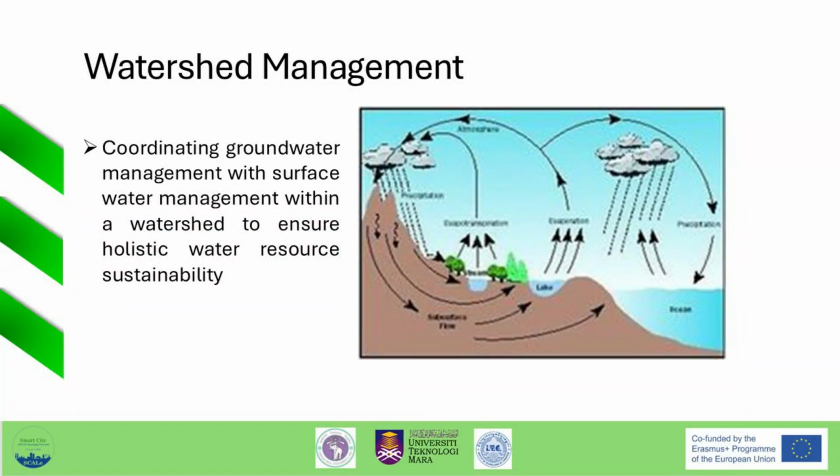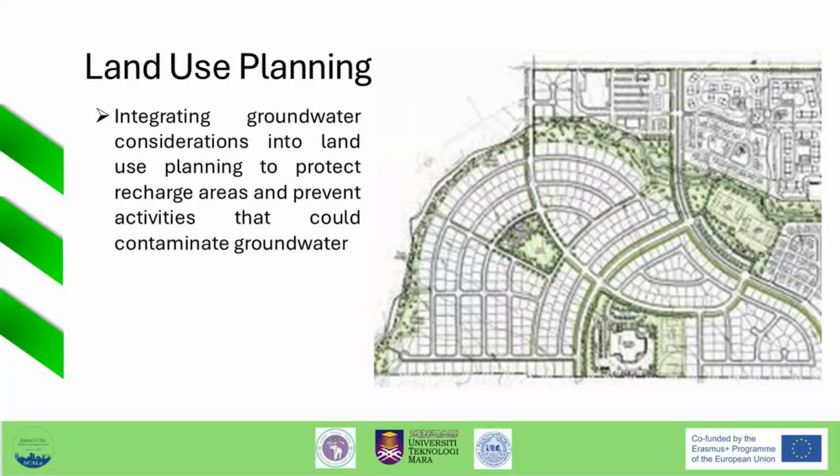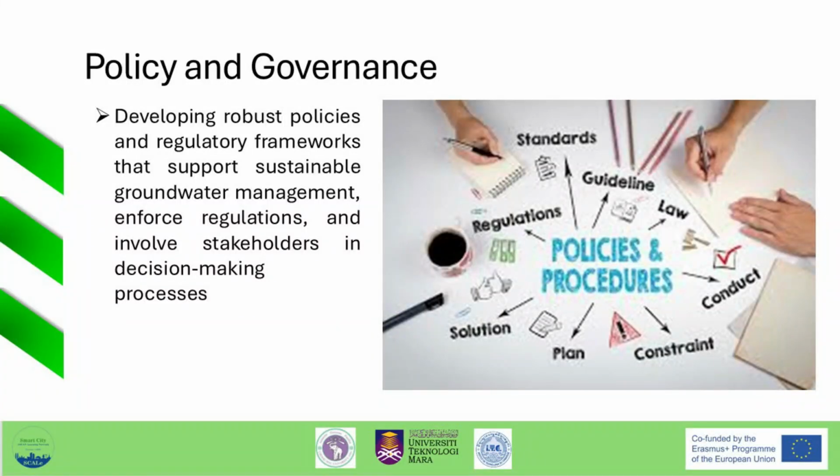Watershed management is coordinating groundwater management with surface water management within a watershed to ensure holistic water resource sustainability, as shown in the diagram. Land use planning means integrating groundwater considerations into land use planning to protect recharge areas and prevent activities that could contaminate groundwater. Finally, it needs robust policies and governance with regulatory frameworks that support sustainable groundwater management, enforce regulations, and involve stakeholders in decision-making processes.